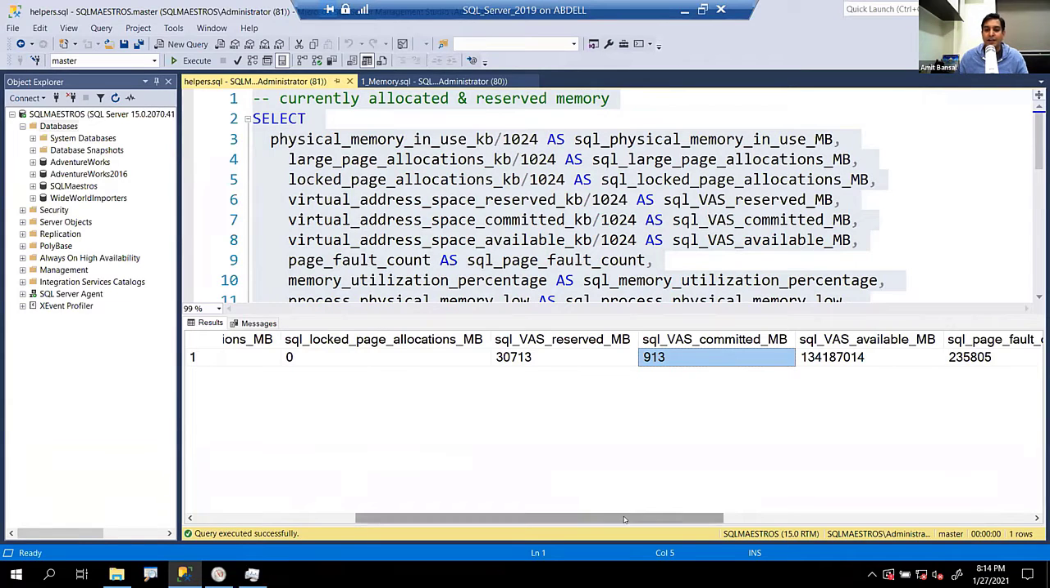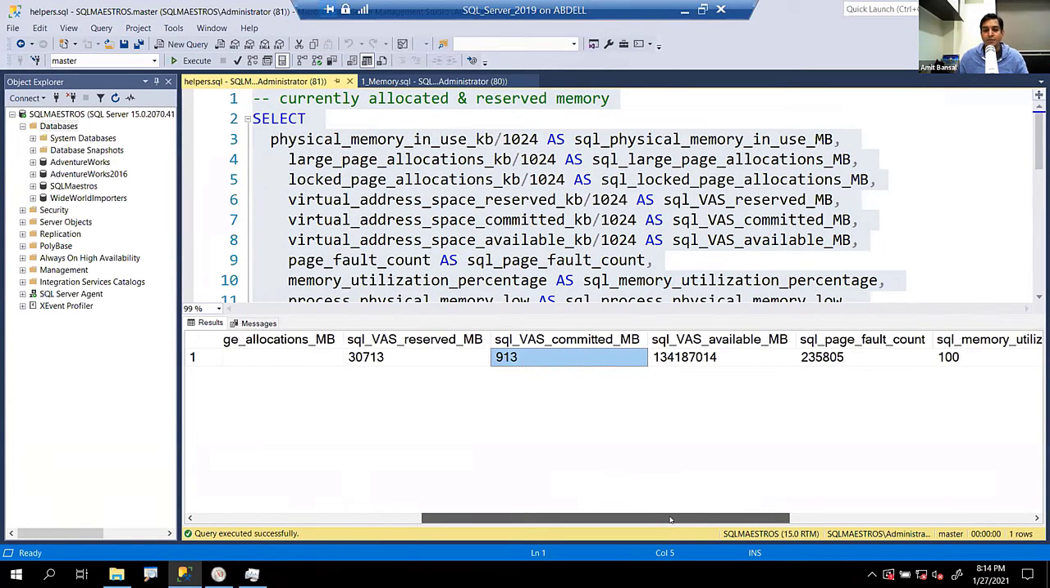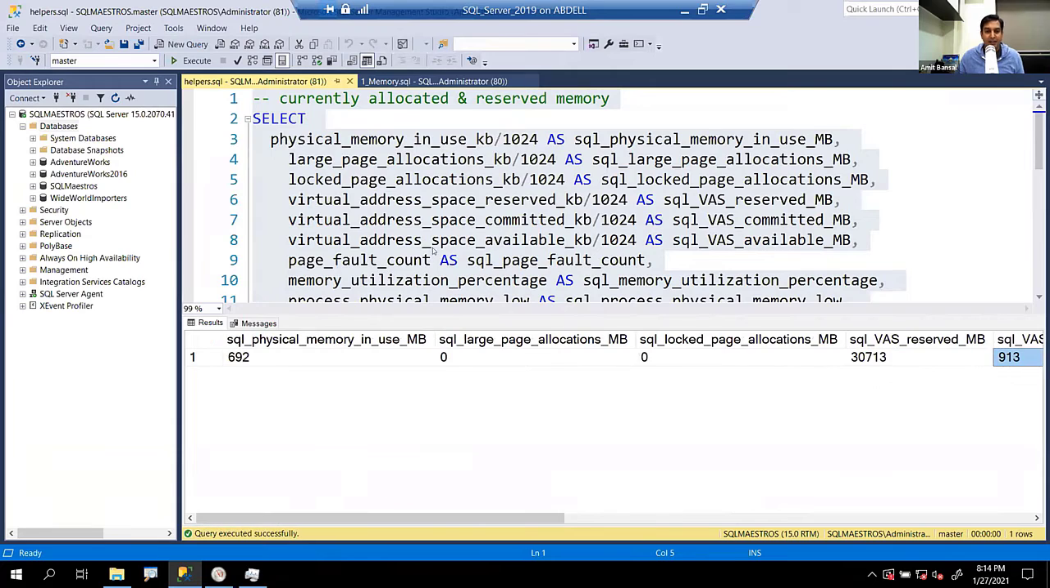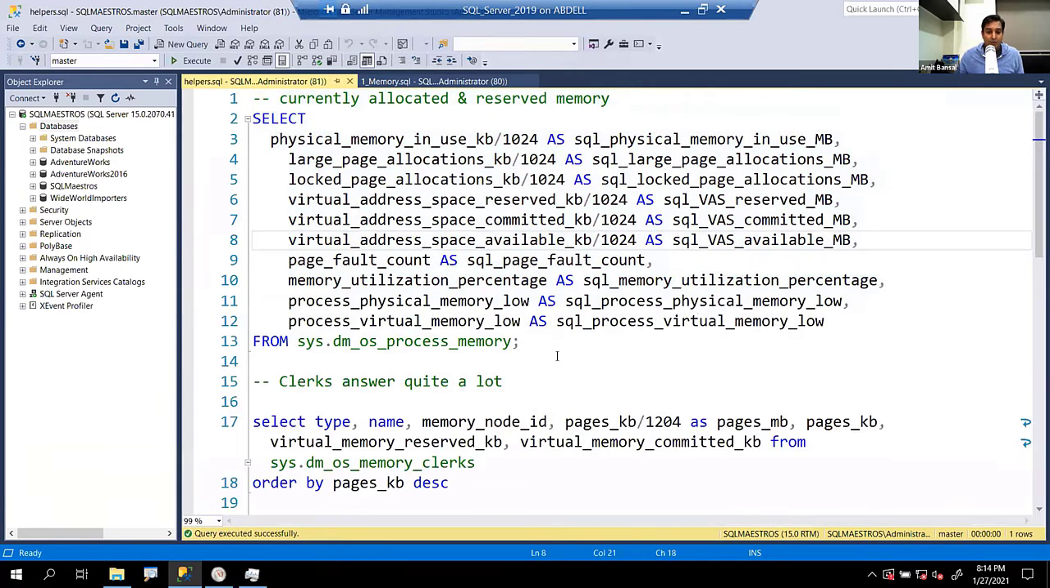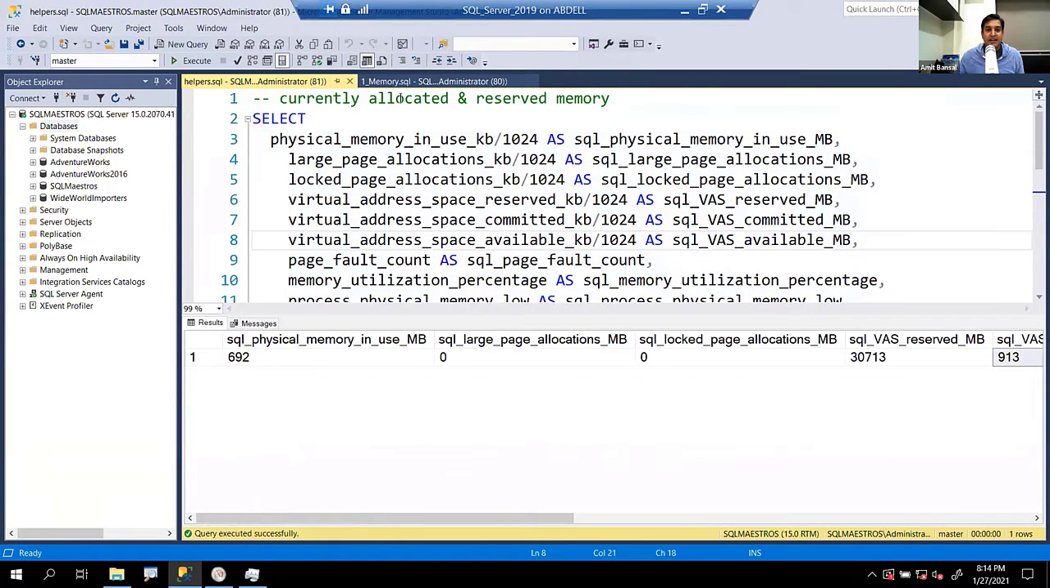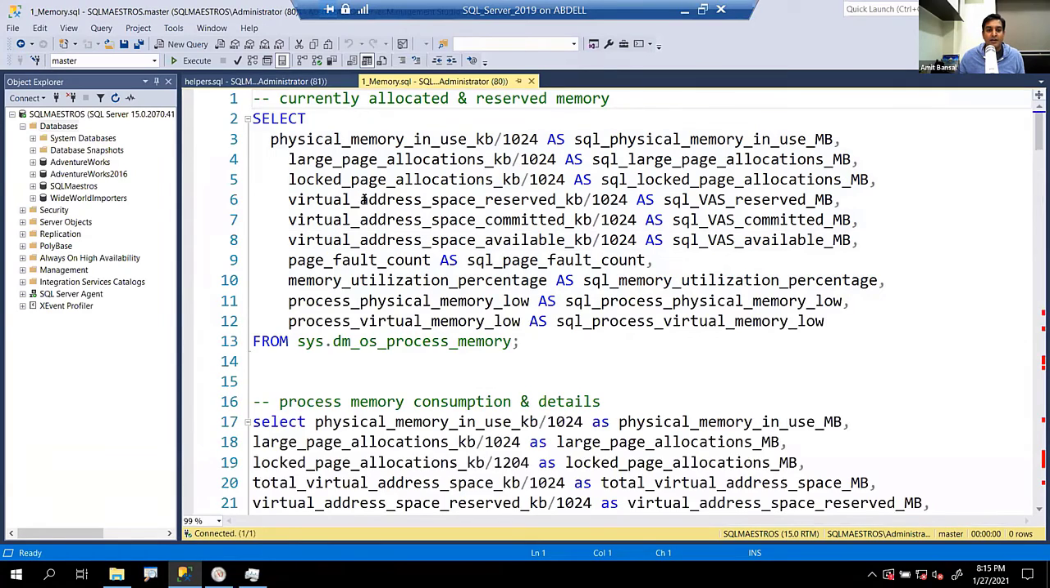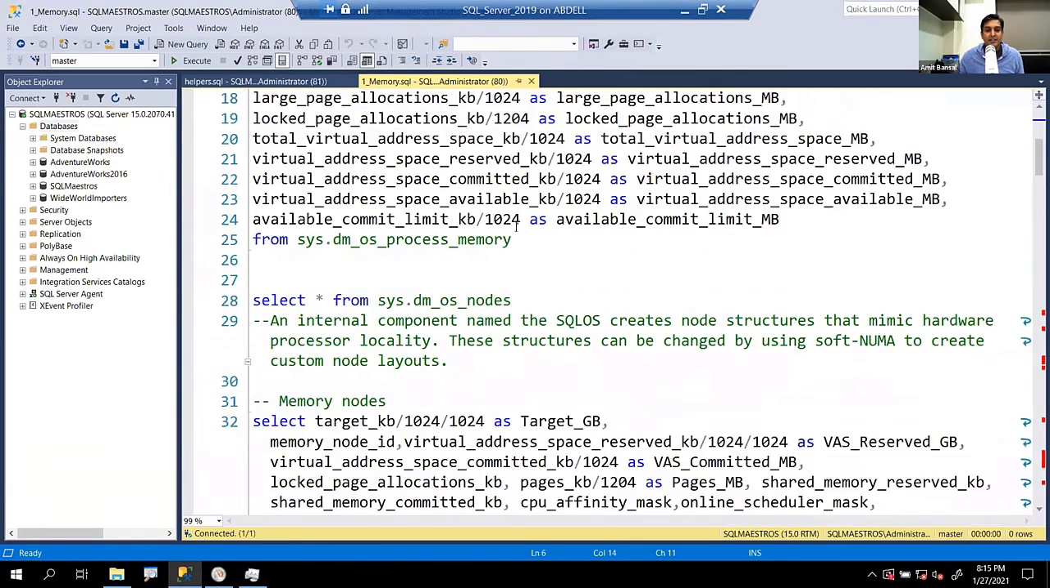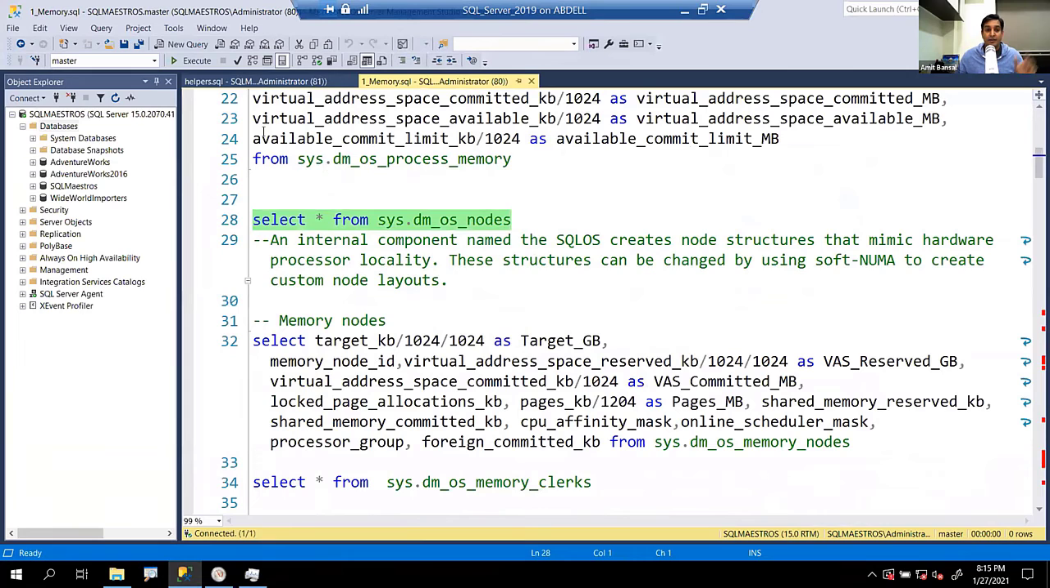So I would really invite you to read a little more about Windows memory, and these concepts might get cleared up. So the memory is what it looks like, 692. Now let's go to the first file, 1_memory, and let's look at the first layer, the nodes.